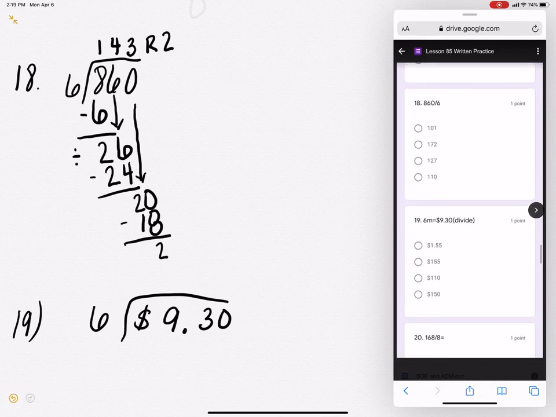18. I don't see that on there. Let me make a note of that too. I'll make sure that's on there whenever you guys are ready to do that.